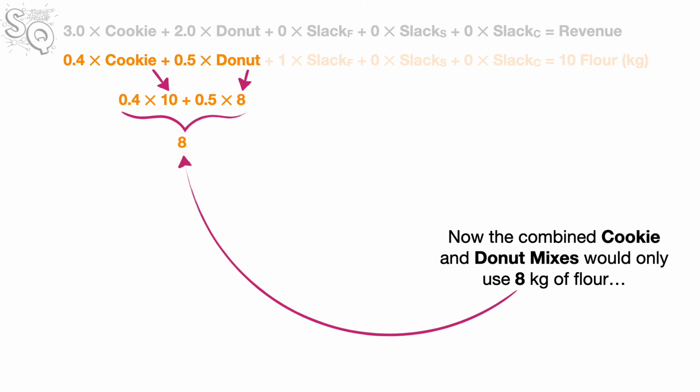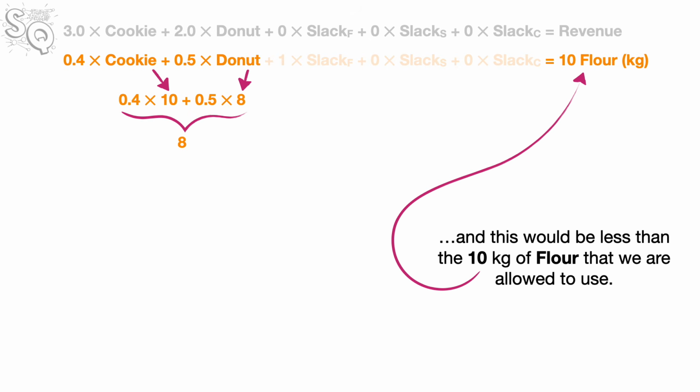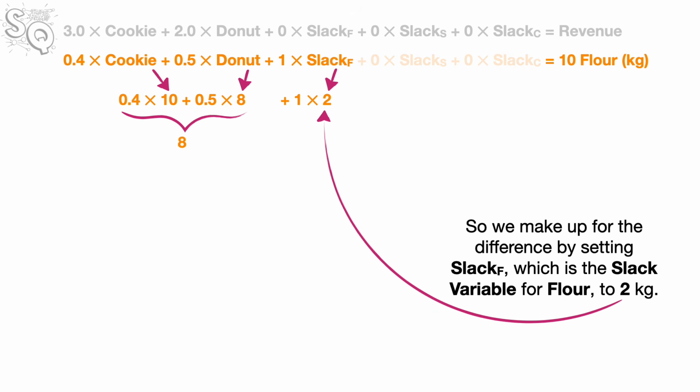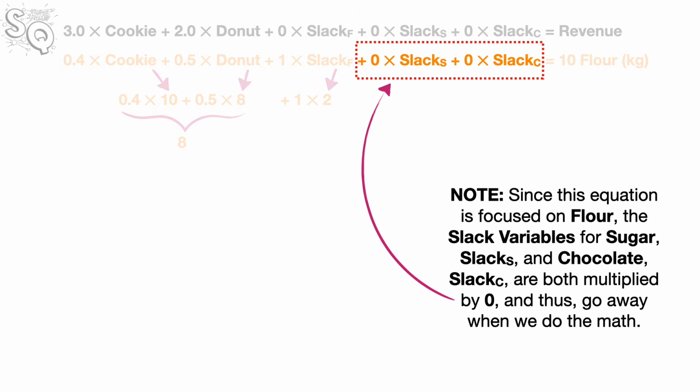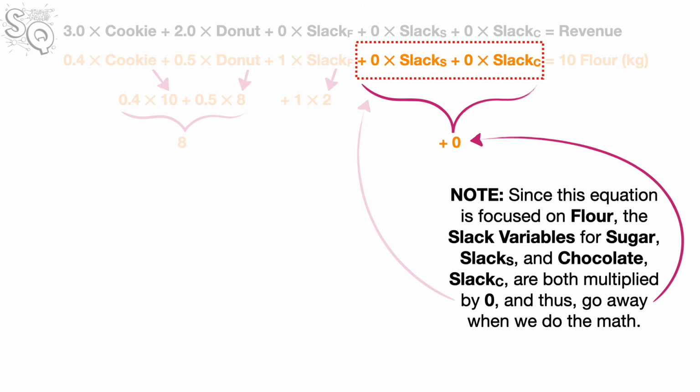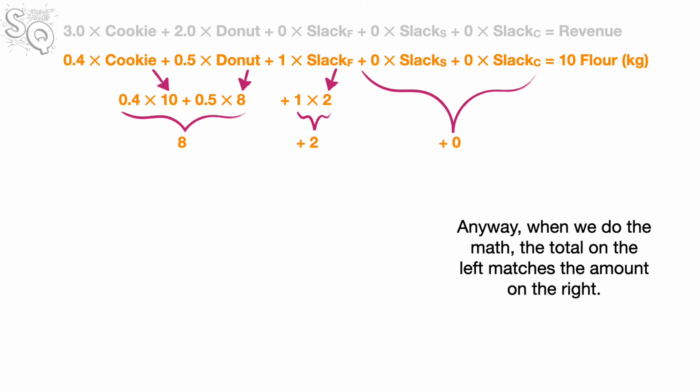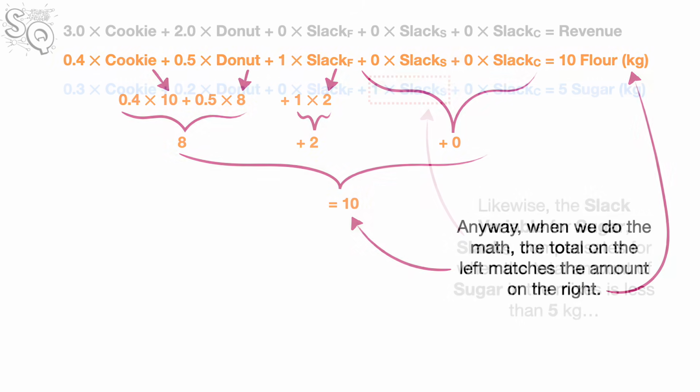Now the combined cookie and donut mixes would only use 8 kilograms of flour. And this would be less than the 10 kilograms of flour that we are allowed to use. So we make up for the difference by setting slack f, which is the slack variable for flour, to 2 kilograms. Note, since this equation is focused on flour, the slack variables for sugar, slack s, and chocolate, slack c, are both multiplied by 0, and thus go away when we do the math. Anyway, when we do the math, the total on the left matches the amount on the right.